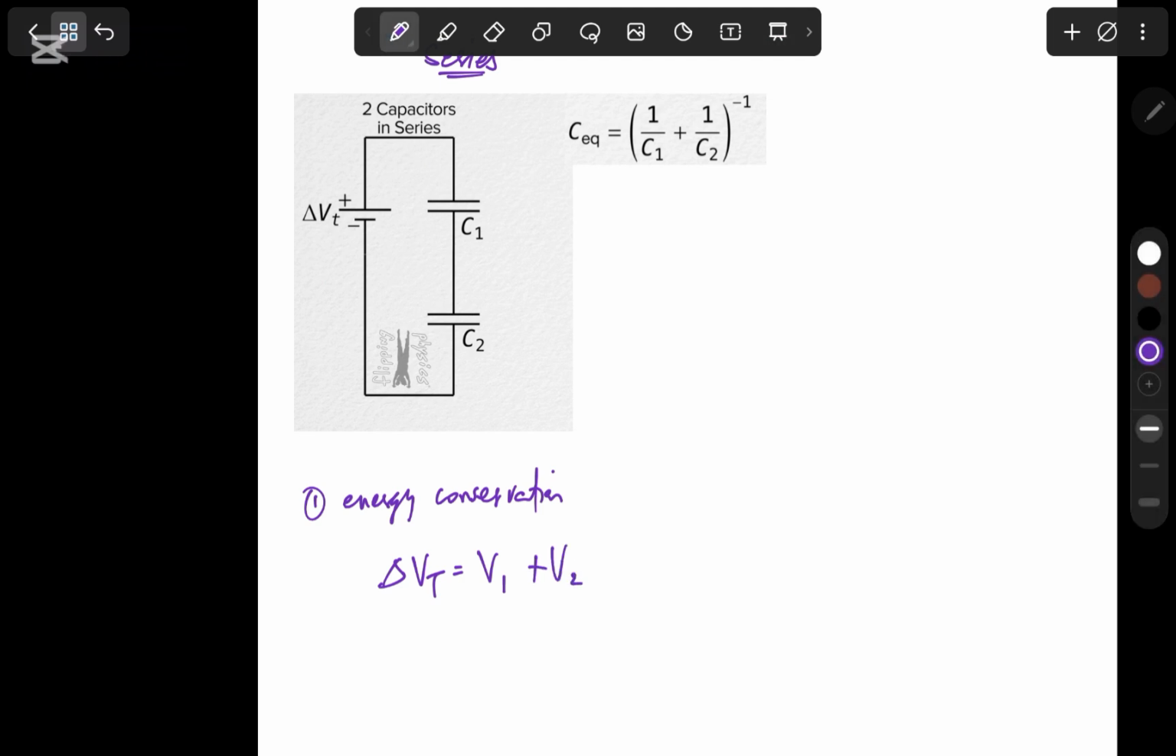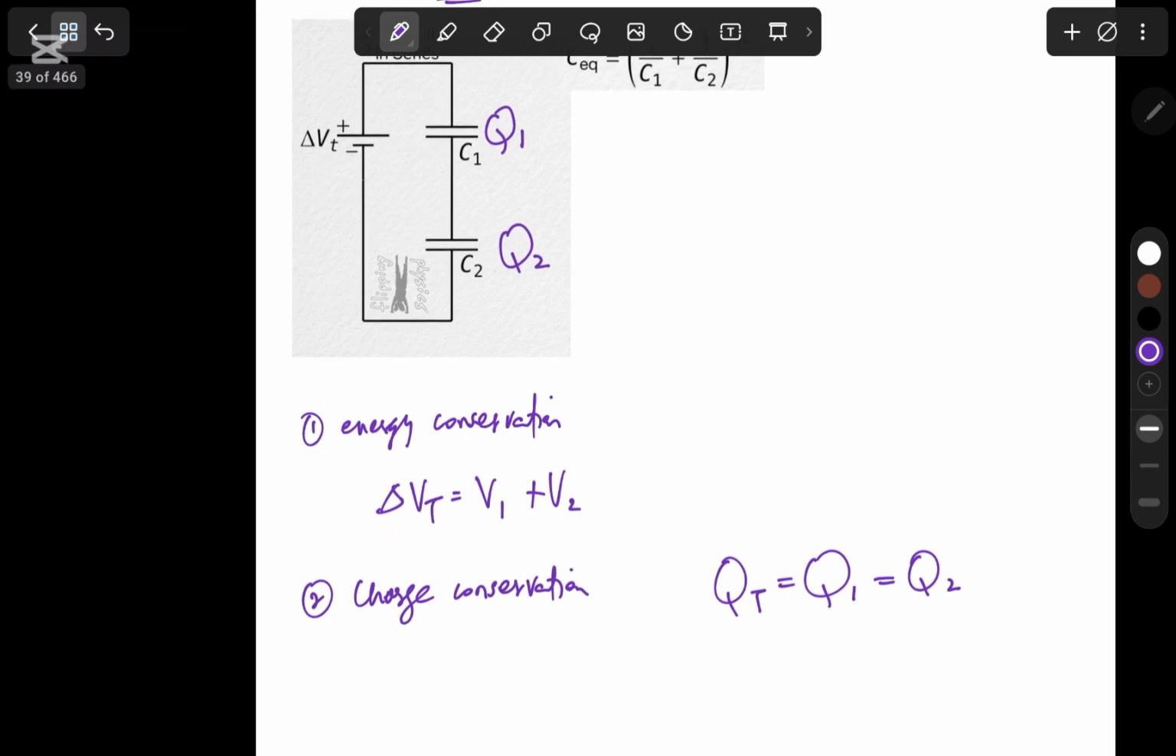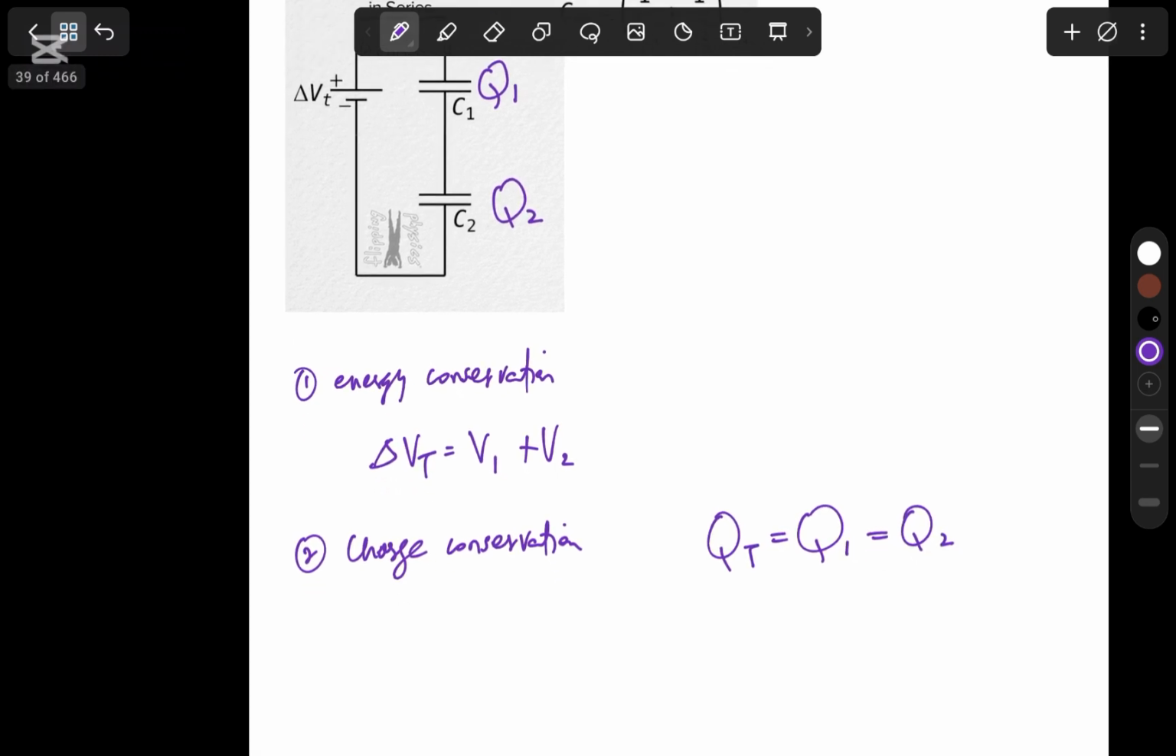Second, we're going to talk about charge conservation. Again, we can think of this in the AS level mindset, where we talked about the current being the same. So the charge is going to be the same throughout. We can say the total charge is equal to Q1, and Q1 is equal to Q2, where Q1 is the charge on capacitor C1, and Q2 is the charge on capacitor C2. I hope that's clear as well.